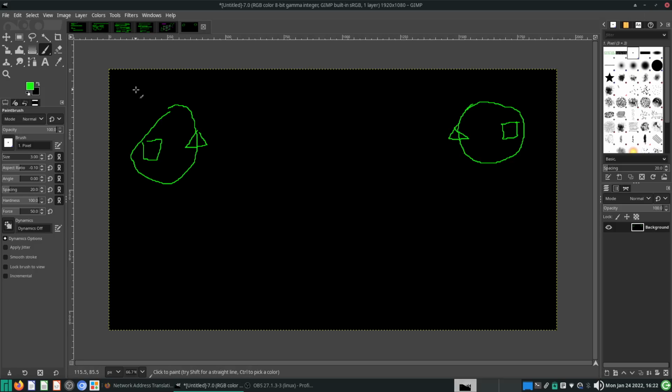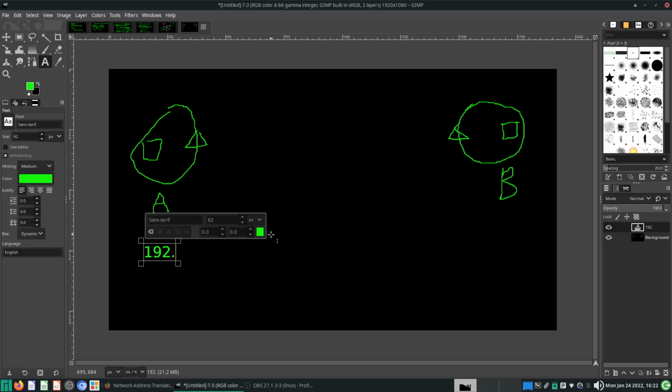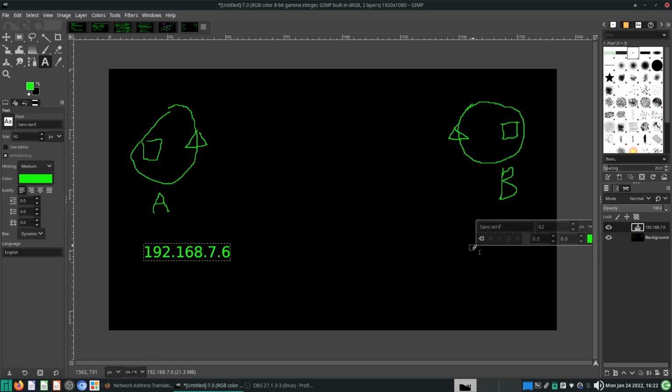Okay, so let's start. We'll have one private network A and one private network B, and let's say your computer on network A has this IP address 192.168.76. Then this computer on network B also has this IP address 192.168.76.